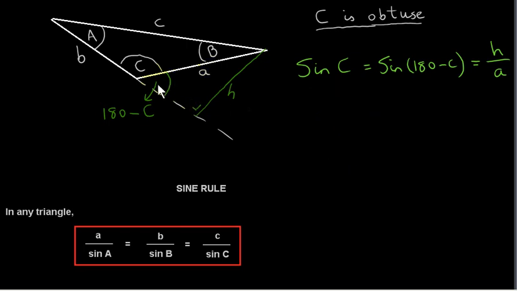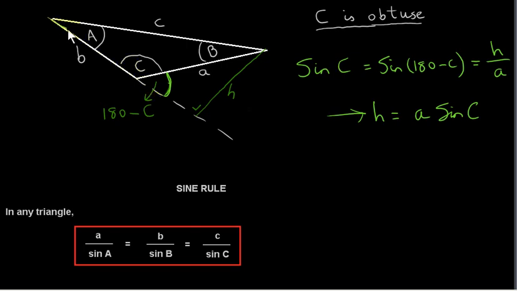In this right angle triangle here, the sine of this angle is the side opposite this angle, which is H, divided by the hypotenuse, which is A. So from this we see that H is A multiplied by sine C. So we multiply A by sine C.